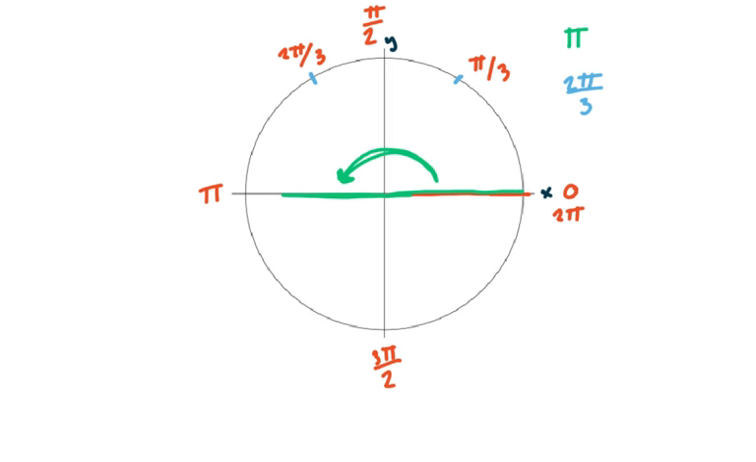So if we wanted to sketch the angle 2 pi over 3, we would start again at our initial side, which is always our positive x-axis, and our angle would be represented by this blue angle right here, which is equal to about 2 pi over 3 radians.